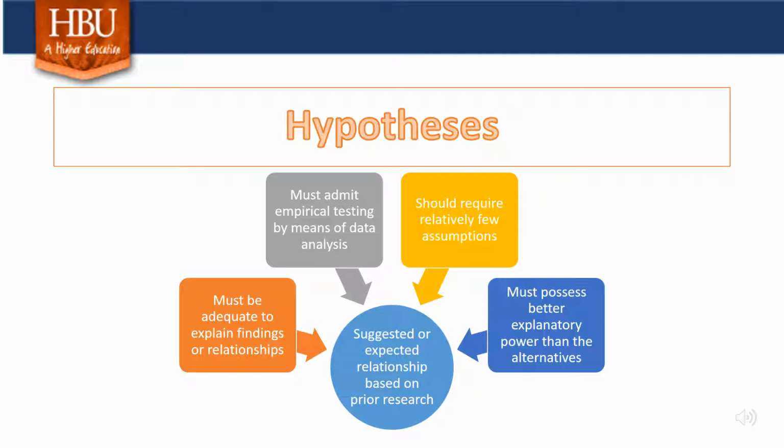The next area to consider when we're talking about our research problem or question is our hypotheses. It's the suggested or expected relationship based on prior research. It helps us answer the question, what do we expect to find, or what do we expect to be our outcomes? First, it has to be adequate to explain our findings or relationships. It also must admit some empirical testing by means of data or analysis. It has to require relatively few assumptions, and it needs to possess better explanatory power than other alternatives.